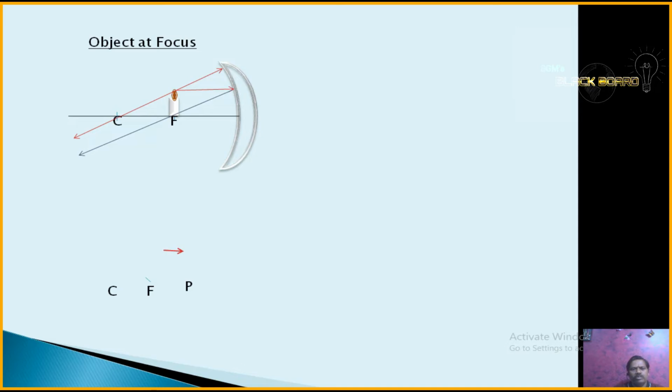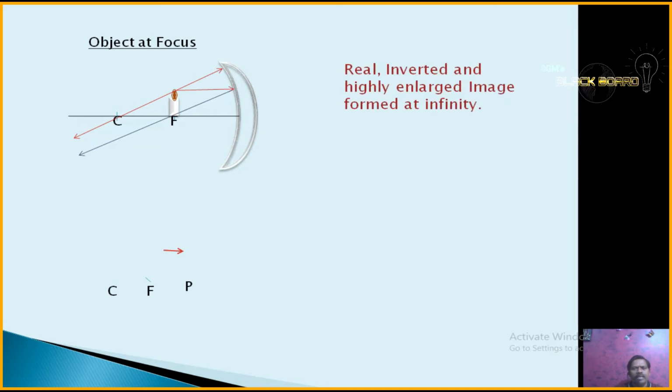So if you observe these two reflected rays, they are going to intersect somewhere at some long distance, which we consider as infinite distance. Means here, a real, inverted and highly enlarged image is formed at infinity distance when the object is at the focus point. Let us discuss one more case.